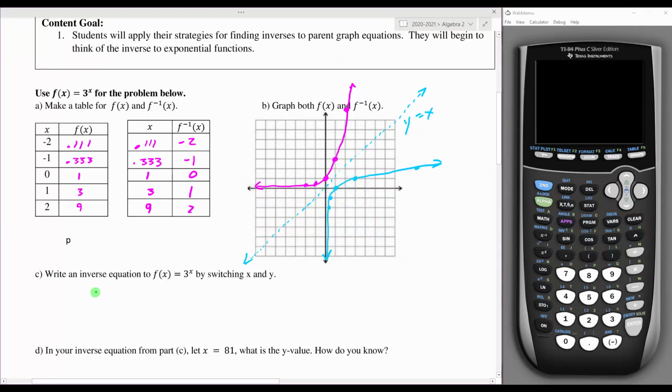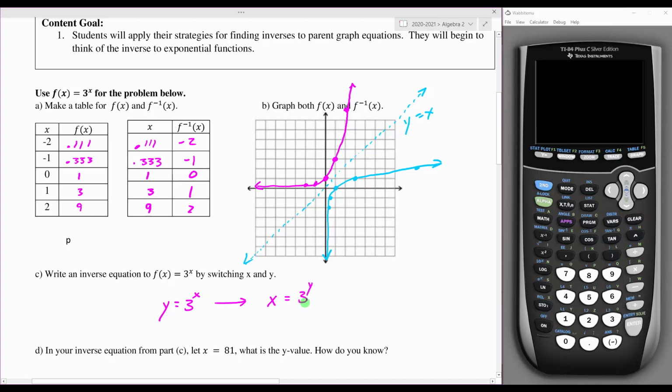Okay, so what we had learned last week was that we could find the inverse by making x and y switch places. So instead of writing this with an f of x, I'm going to write this with just a y. So we're going to say y equals 3 to the x, and then I'm going to use my switch and solve method, right? So I'm going to write this with x and y switching places. So we get x equals 3 to the y power.